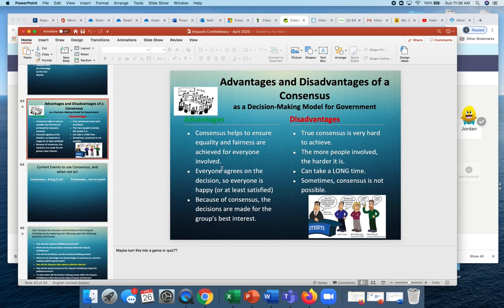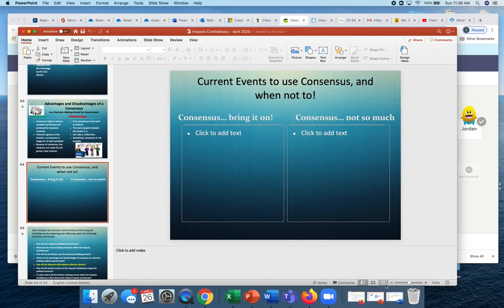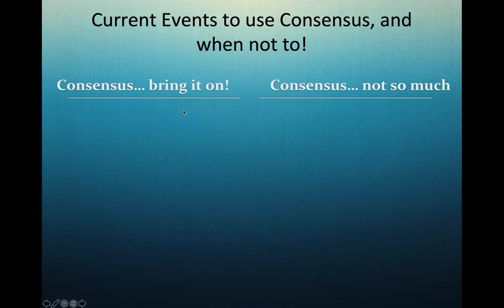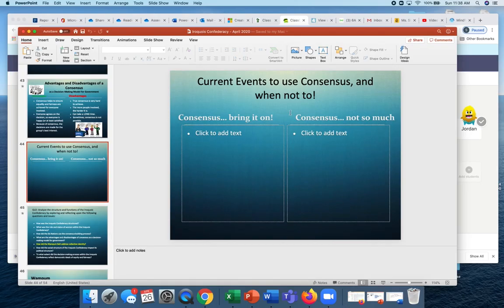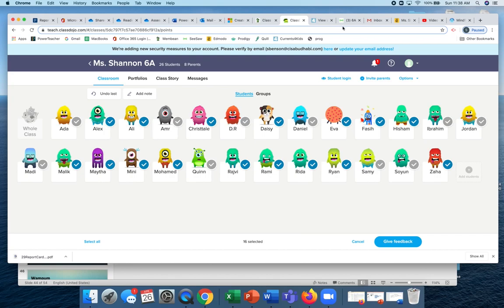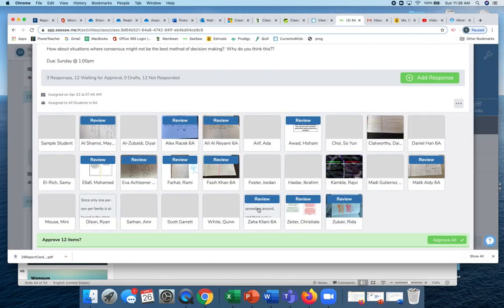So here we go. Okay, so this is what we did the other day. We started with talking about advantages and disadvantages of consensus. So we did this as our notes. Then this was your assignment, which is where you had to say, okay, yeah, consensus, bring it on. This is going to be a really good real life situation or current event where we would want to use consensus. And then consensus, not so much. This would be a situation where consensus might not be the most effective means of decision making. So that was your assignment on Seesaw.